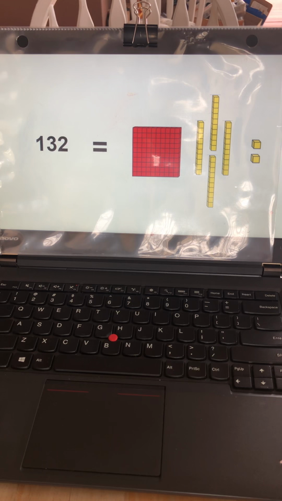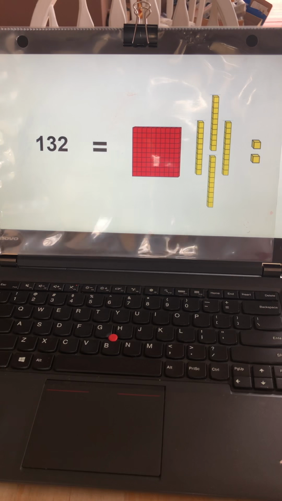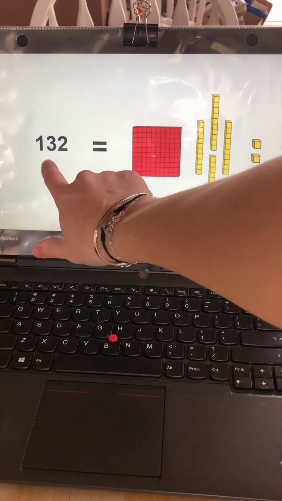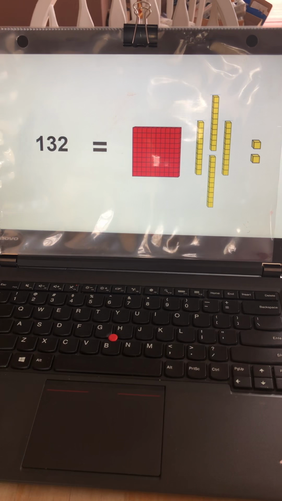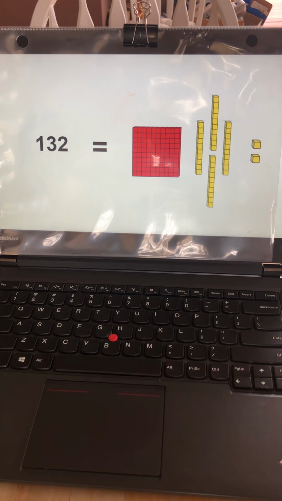Ten seconds. 3, 2, 1. What do you think? Is 132 in standard form equal to what we see in our picture? Is it true or false? Is it equal or not equal? I heard a lot of you say it was not equal.